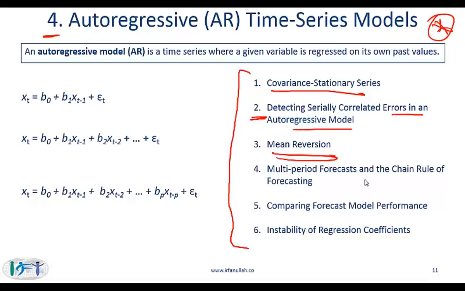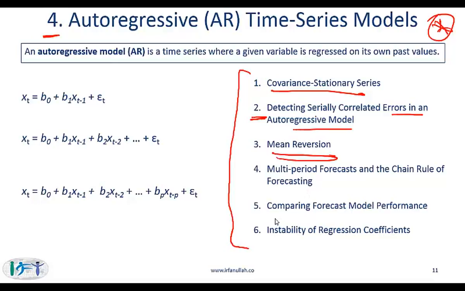Multi-period forecasts and the chain rule of forecasting. All this will talk about is you forecast for the next period. So you set up your model and then you say, okay, what are sales going to be next period? Or what is inflation going to be in the next period? What about the period after that? 2 periods later. Then we'll use the chain rule.